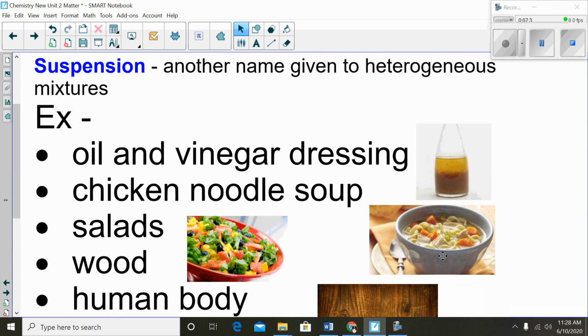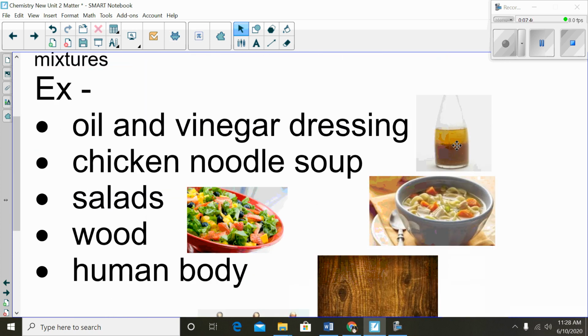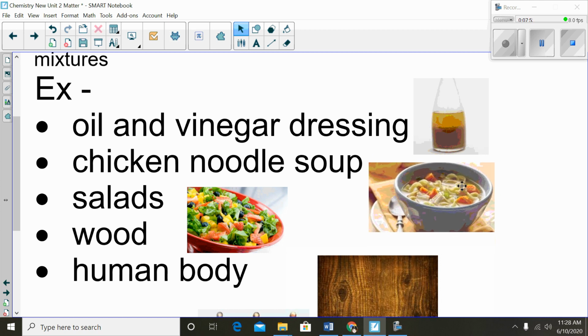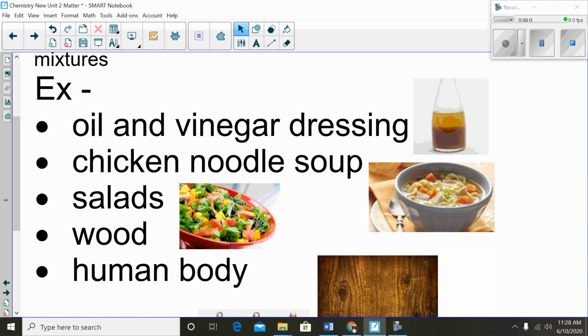So here are some examples. If you look at the oil and vinegar dressing, you can tell the difference. If you want that to be combined, you have to shake it, but that combination doesn't last long. As soon as you put the bottle down, they start to separate again. Chicken noodle soup, you can see the broth and the noodles and the meat and the vegetables, so you can see the different components. Salads, you can see the different components, right? Different vegetables, you could have fruits in there, you can have the dressing, so you can see the parts.